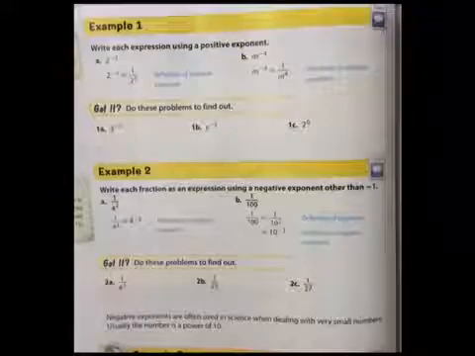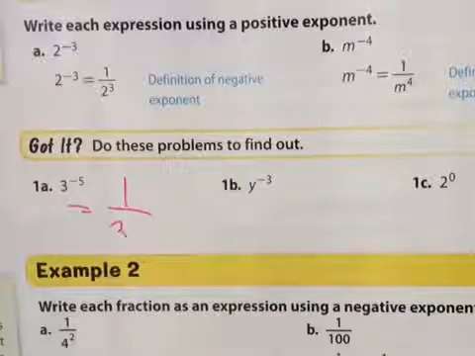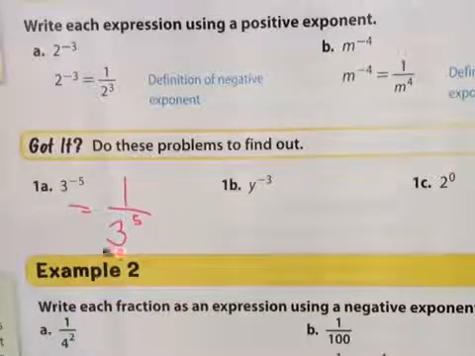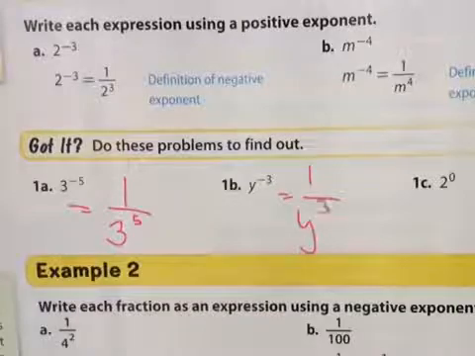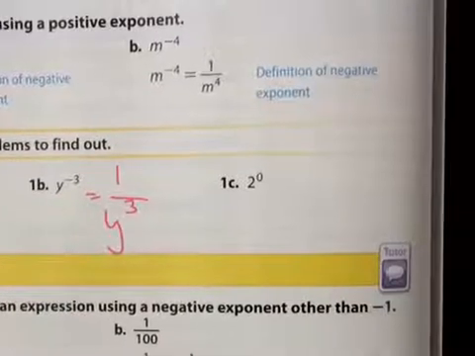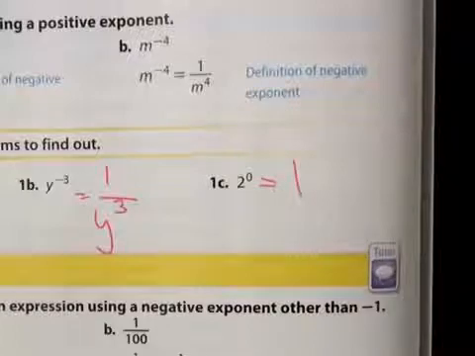So pause now, please. So let's see, 3 to the power of negative 5 is going to be, remember we put it over 1, and that gets rid of the negative, and now we have 3 to the power of 5. If you wanted to really solve it and tell me what fraction that is, you would have to multiply 3 by itself 5 times. And now we have 1 over y to the 3rd power. We don't know what y is, so we leave it like that. And then we have 2 to the power of 0. 2 to the power of 0 is simply and always 1.